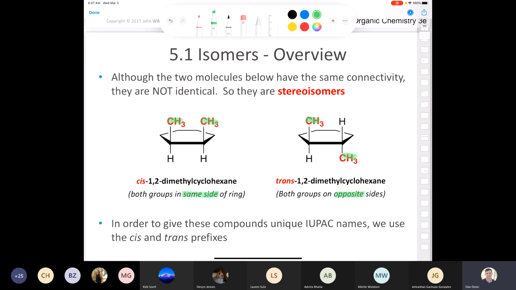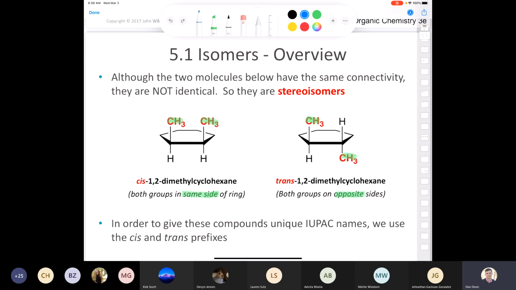There's no way I can flip a ring or change the conformation to go in between these 2 molecules. Impossible. Their connectivity is identical. Yes, I agree with you. Their connectivity is exactly the same. However, the arrangement of the atoms in space is different.